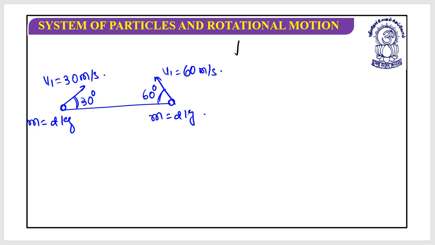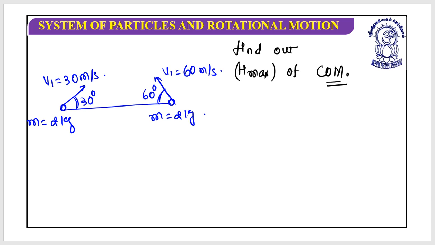They want that you find out h max of the center of mass. So they want the maximum height that can be achieved by the center of mass of the system.